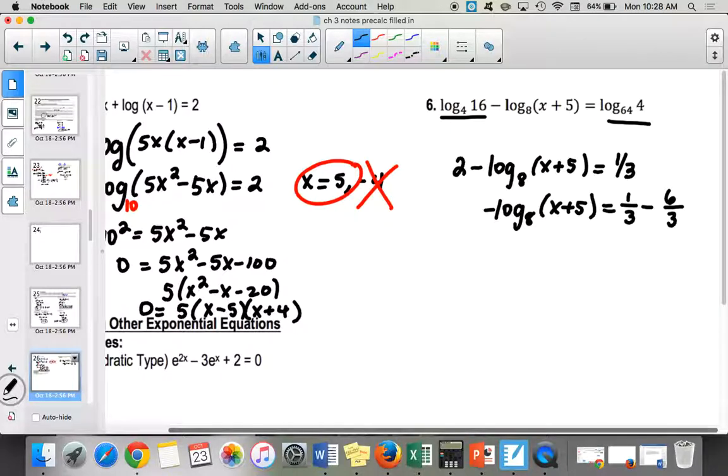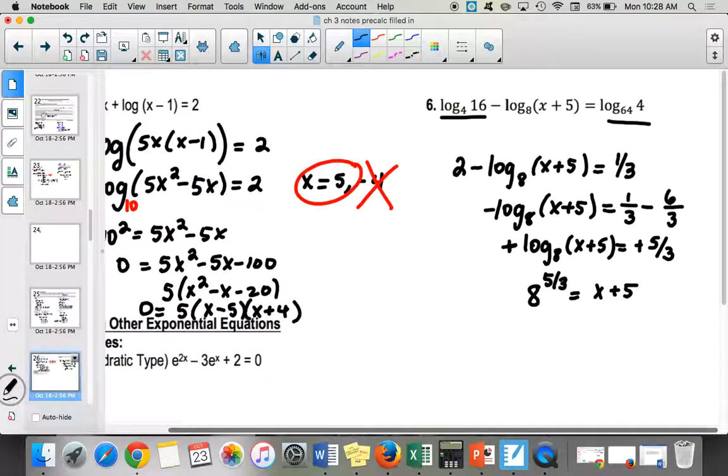So 1/3 minus 6/3 is going to be negative 5/3. So I have negative log base 8 of x plus 5 equals negative 5/3. Let's get rid of that negative. That's gross, right? We need to get rid of the negative. And now we switch forms. So we have 8 to the 5/3 equals x plus 5.